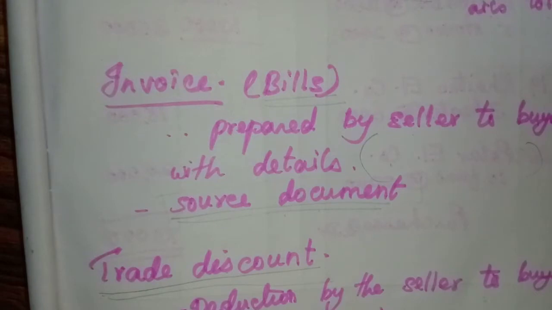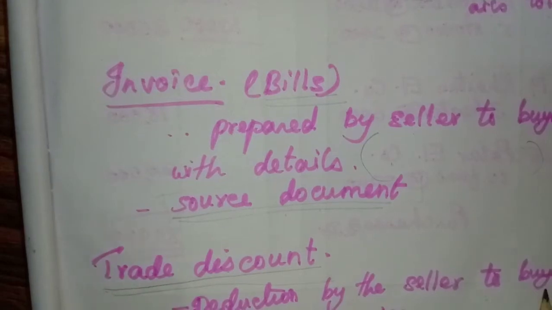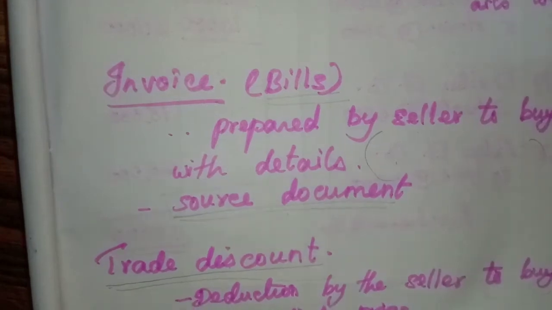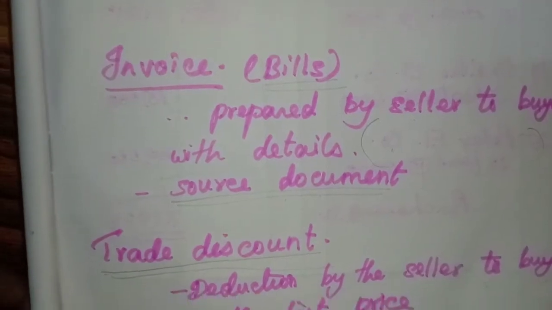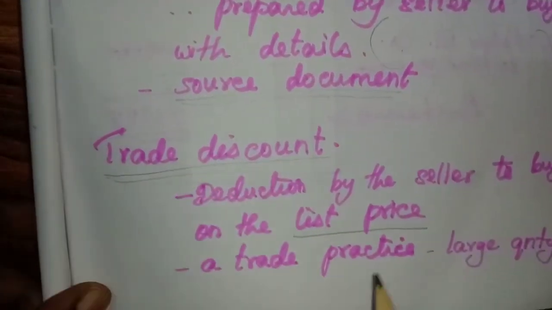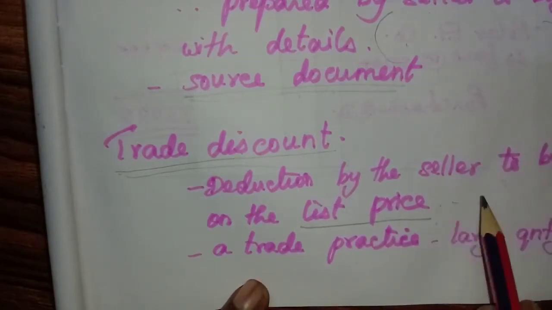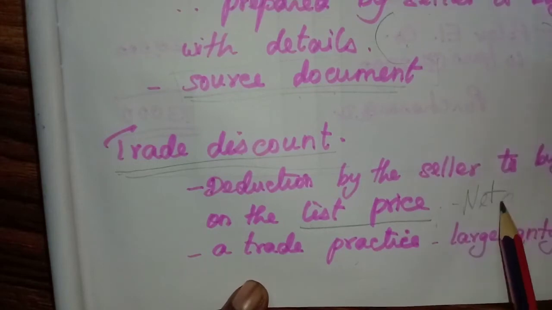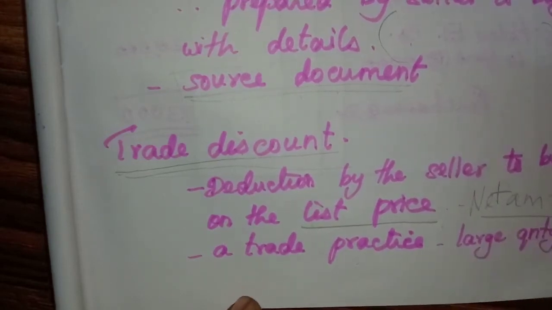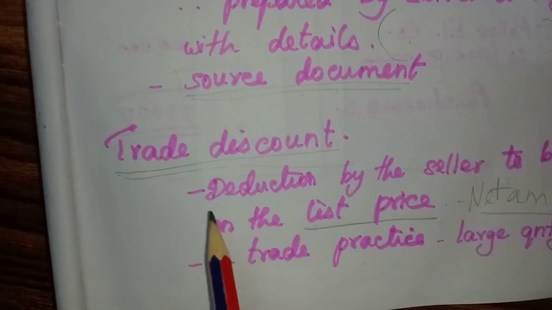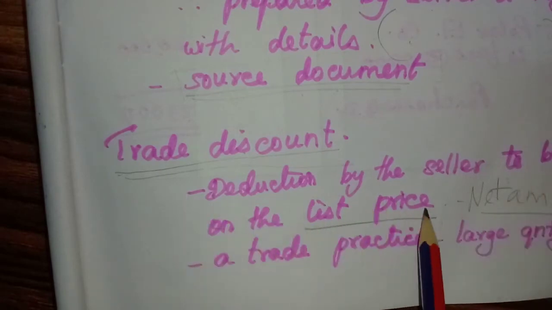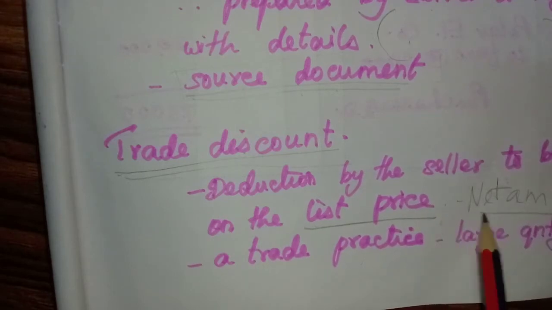It is a deduction given by the seller to the buyer on the list price of the invoice. The total price, the gross amount, we will deduct that from the invoice price, and only the net amount will be shown in the invoice. Okay, that is called trade discount: the reduction given by the seller to the buyer on the list price. So the net amount will be shown in the invoice.